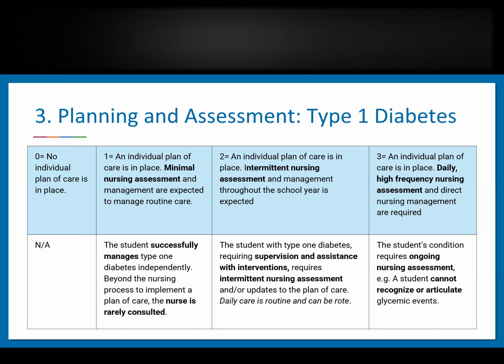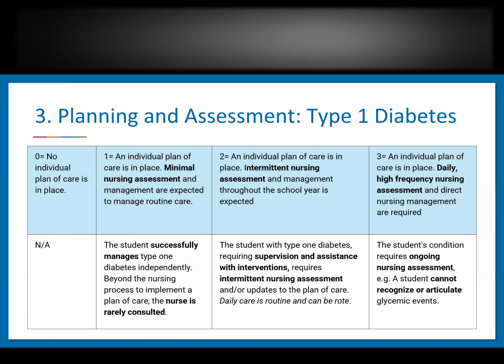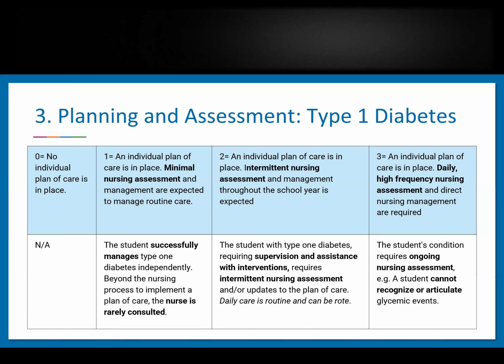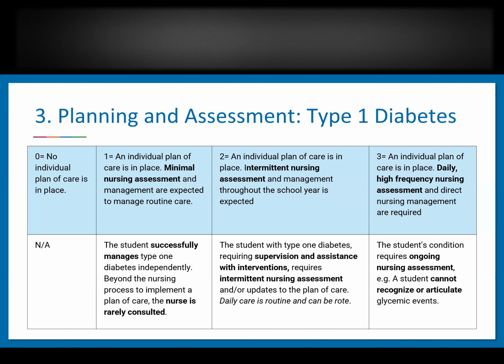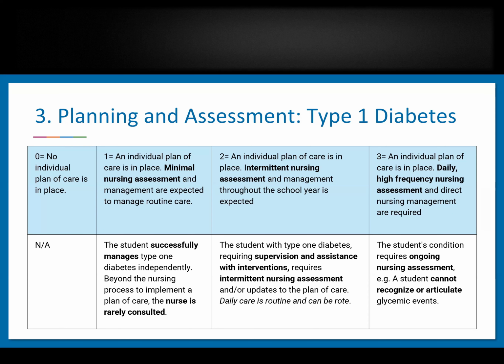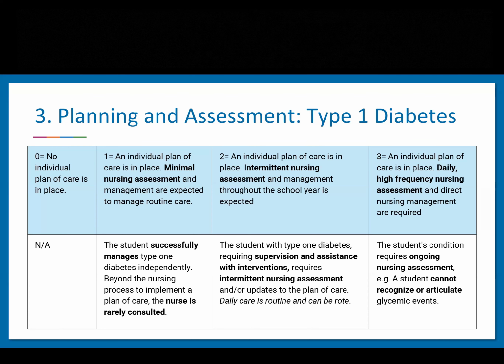If the student with type 1 diabetes requires supervision and assistance with interventions and requires intermittent nursing assessment and/or updates to the plan of care, the score would be a 2. If the student's condition requires ongoing nursing assessment, for example, because the student cannot recognize or articulate glycemic events, the score would be a 3.